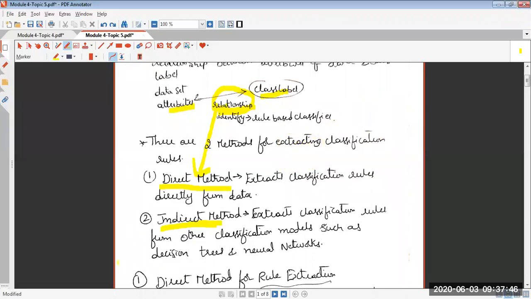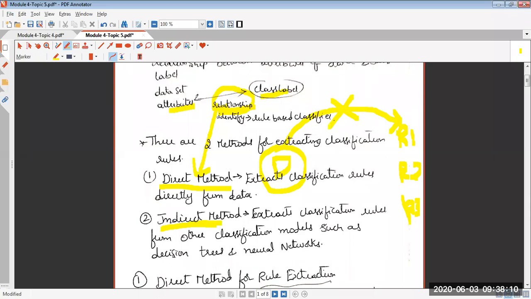Now, what is indirect then? Same situation. I have a database, and I want the rules R1, R2, R3 to be constructed. In direct, I saw there was a direct straight line, a direct line between the database and rule. In indirect, this will not be the case.